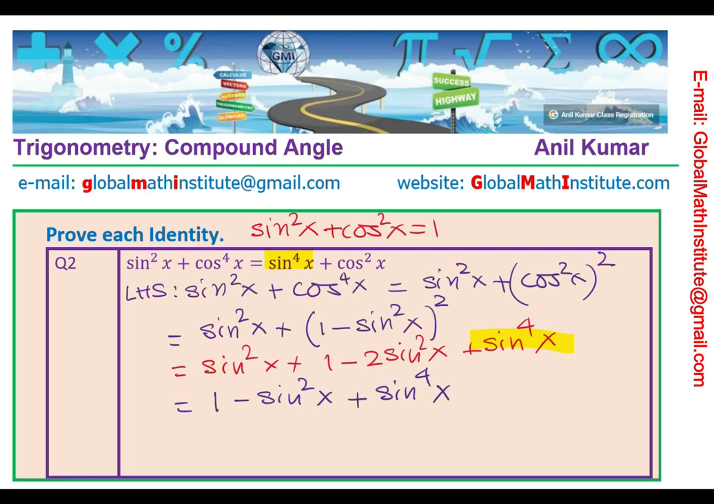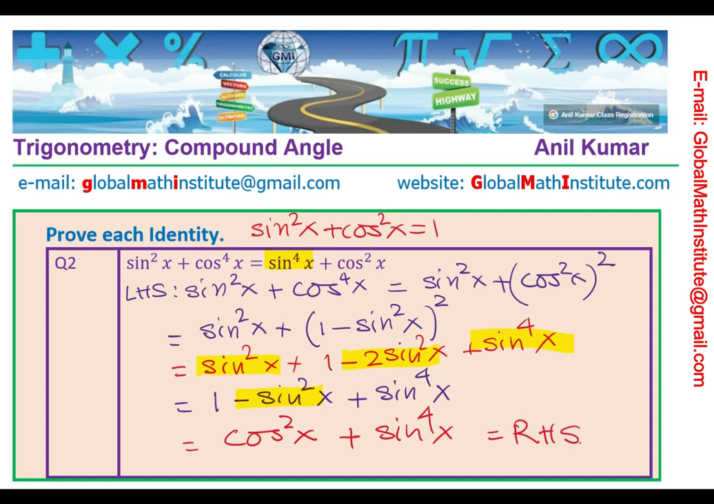Now, how did we get 1 minus? Because we have these terms, sin square x and minus 2 sin square x. That gives us minus sin square x, correct? And what is 1 minus sin square x? Well, that is cos square x. So we get cos square x plus sin to the power of 4x, which is the right hand side.